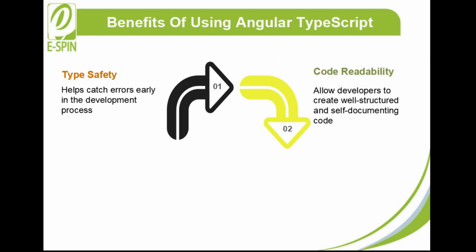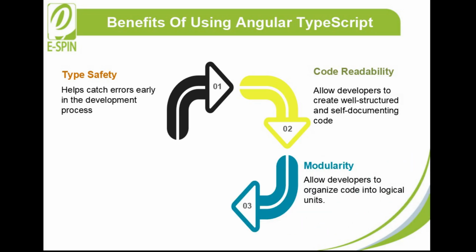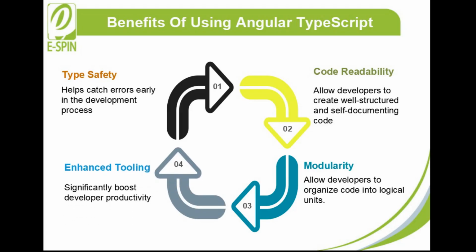2. Code readability. Allows developers to create well-structured and self-documenting code, making it easier to understand, especially in large projects. 3. Modularity. Allows developers to organize code into logical units, improve maintainability and facilitate collaboration within development teams. 4. Enhanced tooling. Significantly boosts developer productivity by providing immediate feedback and suggestions as you write code.